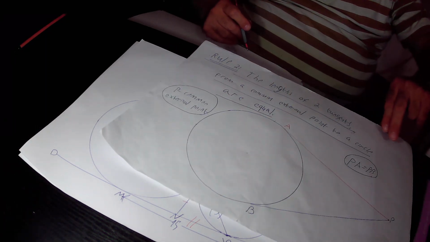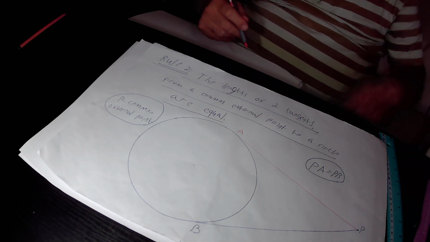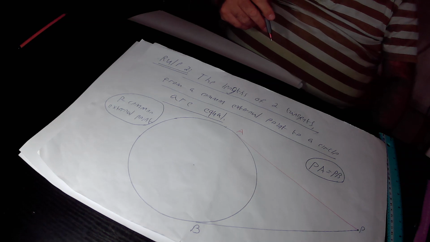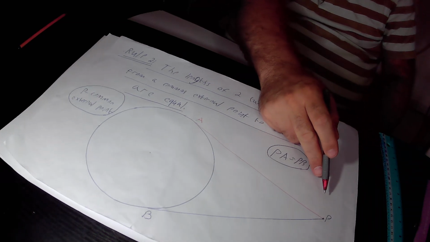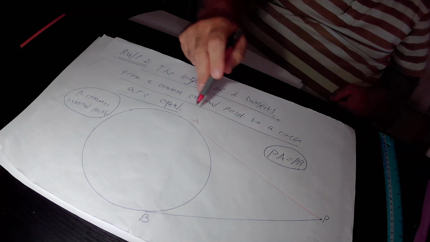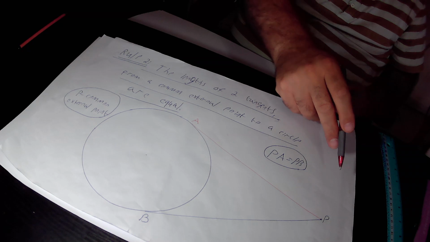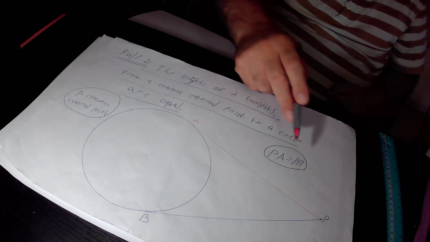According to rule 2, the lengths of two tangents from a common external point to a circle are equal. So in the drawing, we have a circle, and this is the common external point, point P. From this common external point, point P, we have two tangents to this circle, tangent PA and tangent PB. And according to rule 2, they are equal to each other. That is to say, PA equals PB.